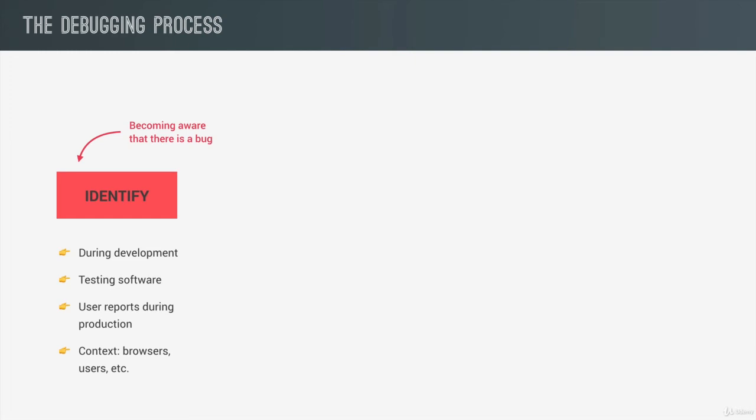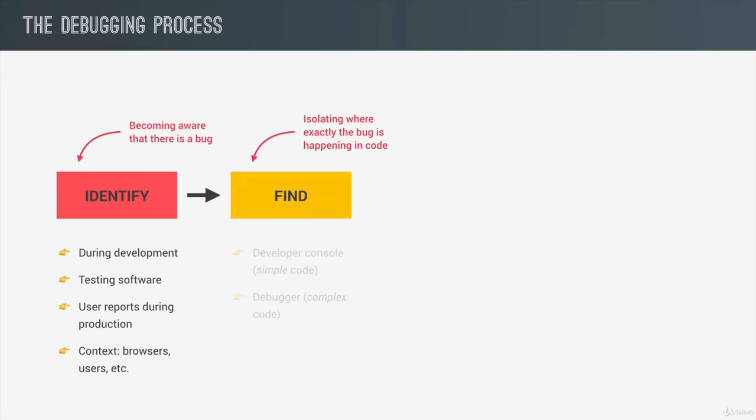Next, once we know there is a bug, we need to go into our code and find the bug. We need to isolate where exactly it's happening. And we can do that using the developer console that we already know. However, that only works for small bugs in simple code where we have a good idea where the bug might be located. But if the code is more complex and we have no idea where the bug might be, then we need to use a debugger software. And I will show you how that works in the next video, because it's really important for the developer to be able to use a debugger.